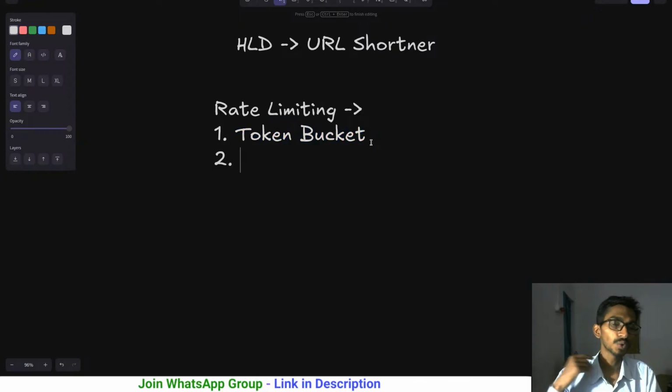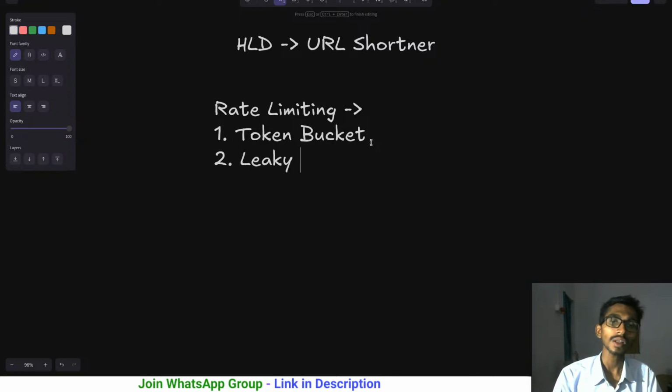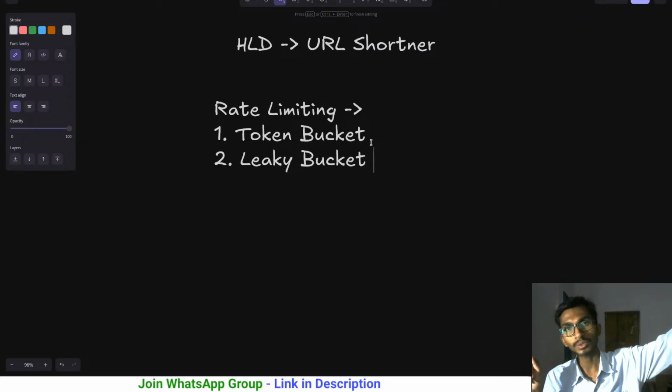Again, I will not go into depth of them, but overall we can just have a normal talk. Then token bucket is here. Then leaky bucket is also here. Leaky bucket, in the sense, there's going to be a request pool.